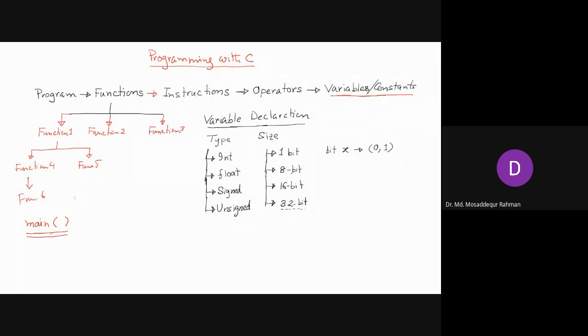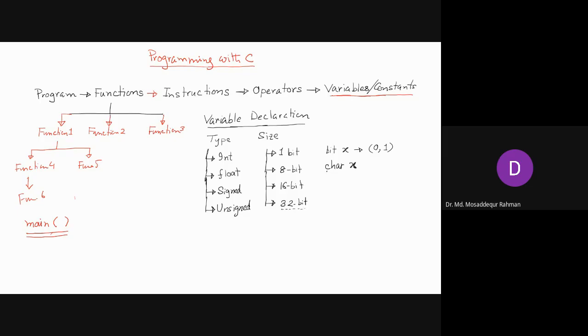Now, how do we define the size? So bit gives the size of 1 bit. For other sizes, if you use this char, if we say char x, then that means that x is a variable and that will have a size of 8 bits. In its memory location, 8 bits will be used to store the value of this variable x, right?